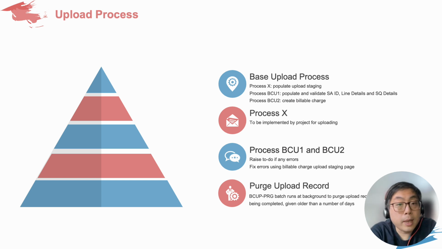The next one is BCU2. Once the validation is run, it creates the actual billable charge object. Also, there is a batch job for purging the upload record. It will look at the completed upload records older than a given number of days, and purge those records.